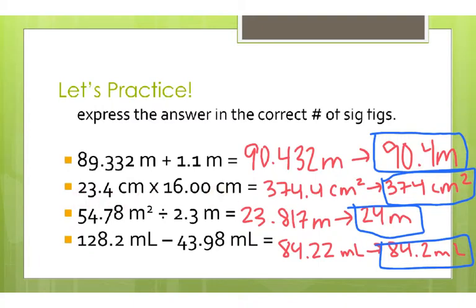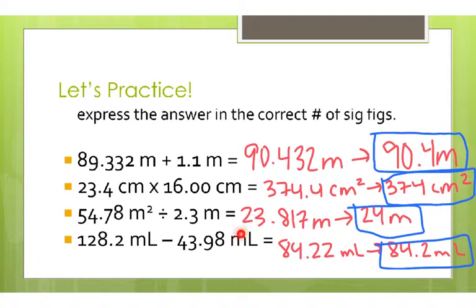For the second one, we are multiplying, and so it's lowest number of significant figures. This number has 3, this has 4, and therefore we are going to take our answer and have it expressed in 3 significant figures, making it 374. Since we're multiplying centimeter times a centimeter, the new units are centimeters squared. In the third one, we are dividing, and so once again lowest sig figs. 4 sig figs versus 2 makes sure our answer is in 2 sig figs.